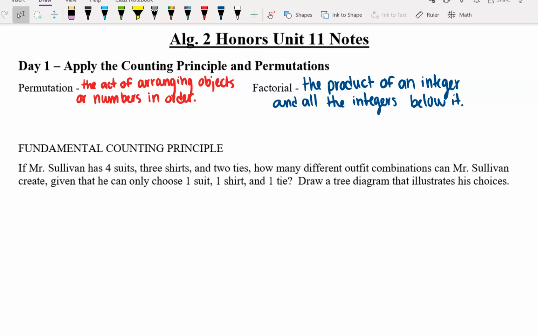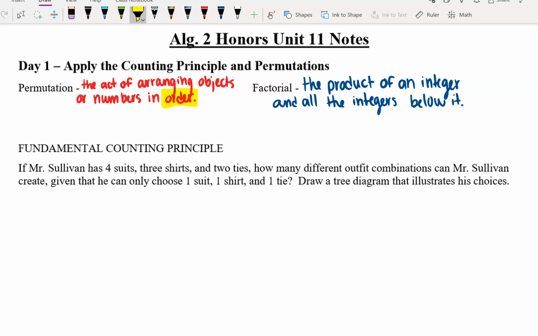And I'm just going to start with the definitions that I have already up here for you. So make sure to write this down. The definition of permutation is the act of arranging objects or numbers in order. So the big key word here is order. When we talk permutation, order matters. Later on, we are going to talk about combinations, and in combinations, order does not matter. So permutations are about order. So make sure you have that one written down.